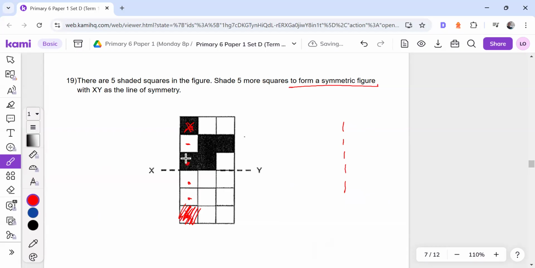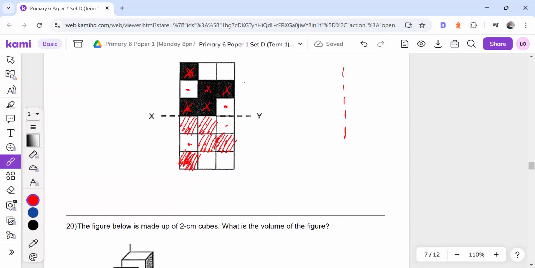For example, this square opposite, no square, so you color. And then here opposite, no square, so you color. And then here you count 1, 2, then you cross the line, 1, 2, and color. And how about this square? You count the squares. 1, 2. And then opposite, 1, 2. So this is how you count the squares to know what square to color. Because symmetric means they are equal distance apart. So you may want to turn the paper around so you don't have to turn your head. Okay, question 20.